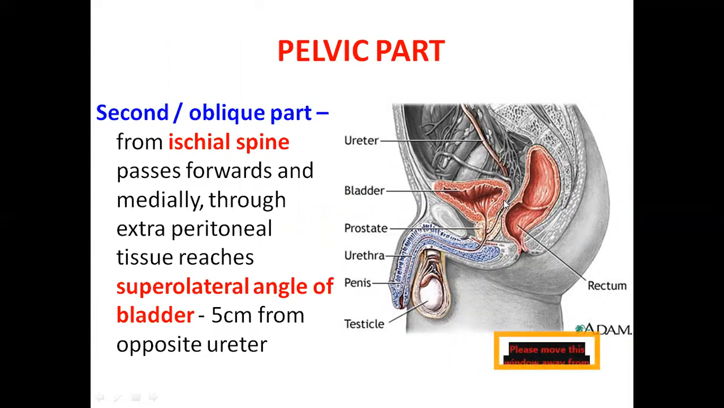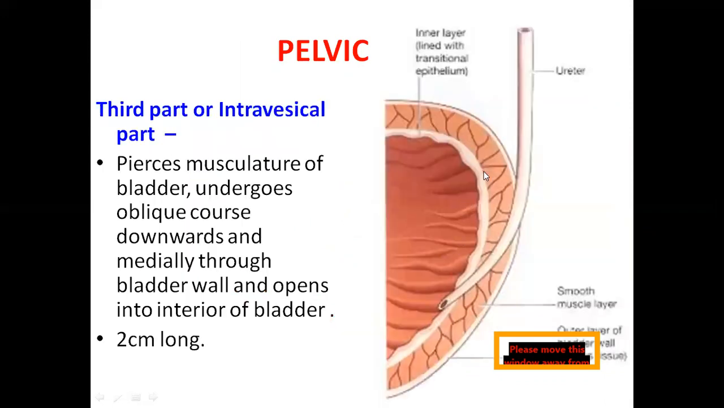So it is 5 centimeters from the opposite ureter. Then see, this is the ureter and this is the wall of the urinary bladder where it has an oblique course, and finally you can see it is entering into the urinary bladder.